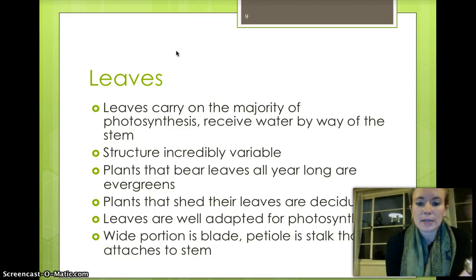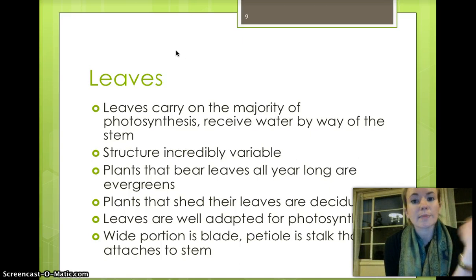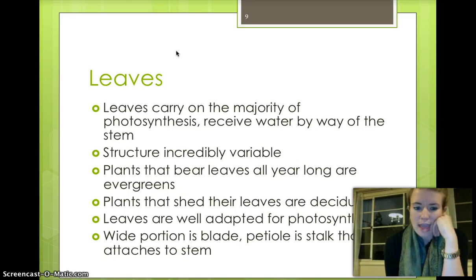And some plants that bear leaves all year long, these are called evergreens, like pine trees or Christmas trees. And plants that shed their leaves in the summer are called deciduous.